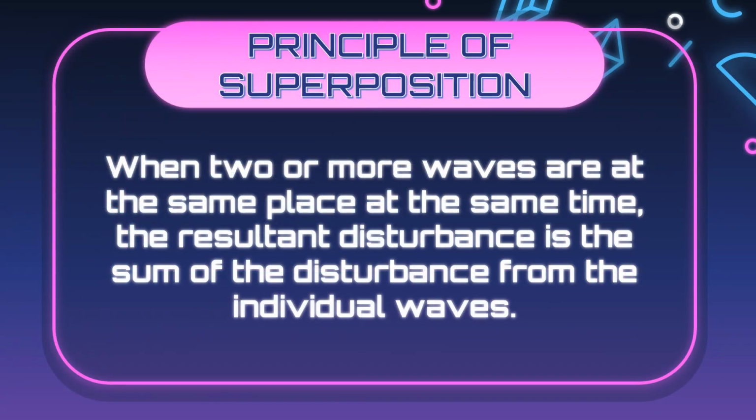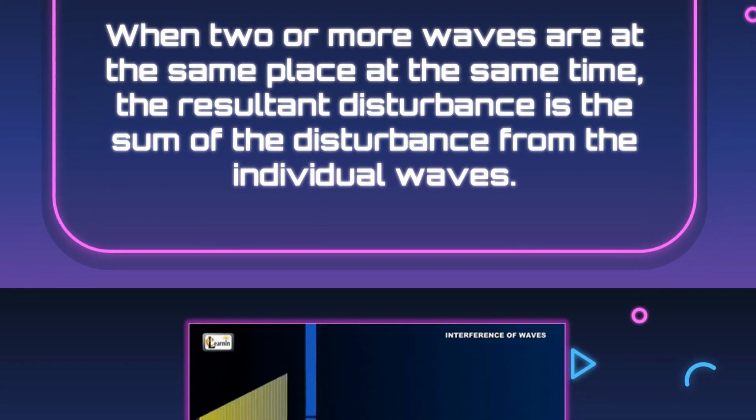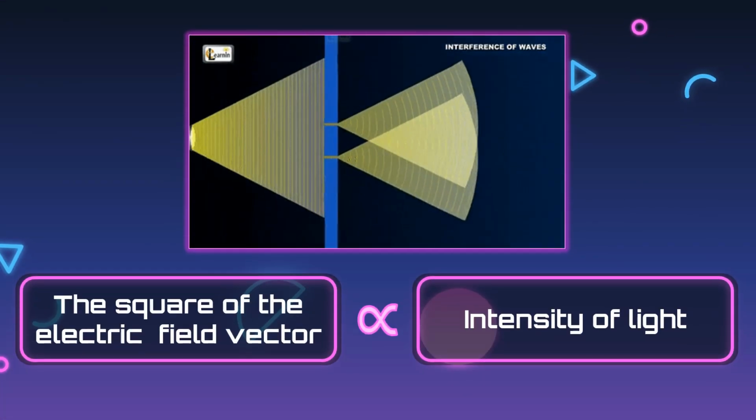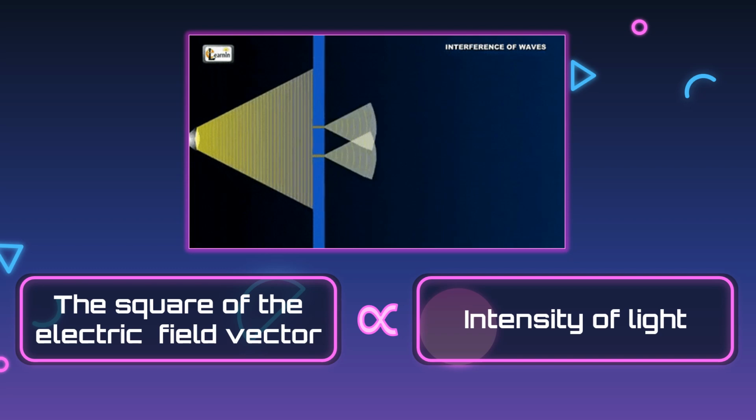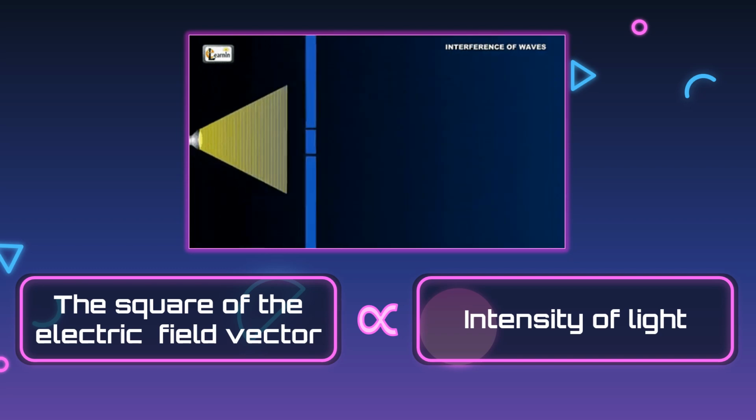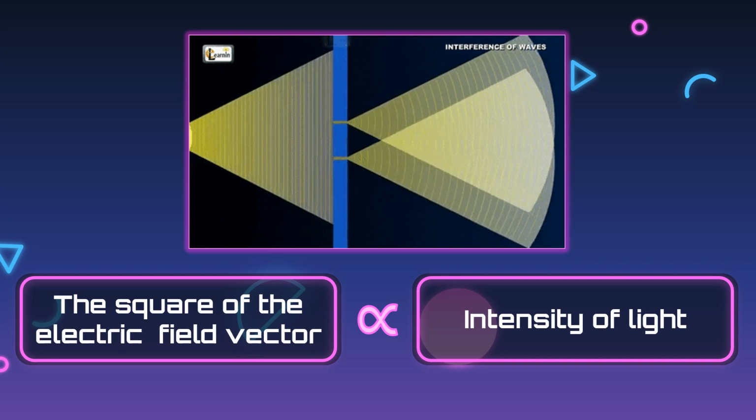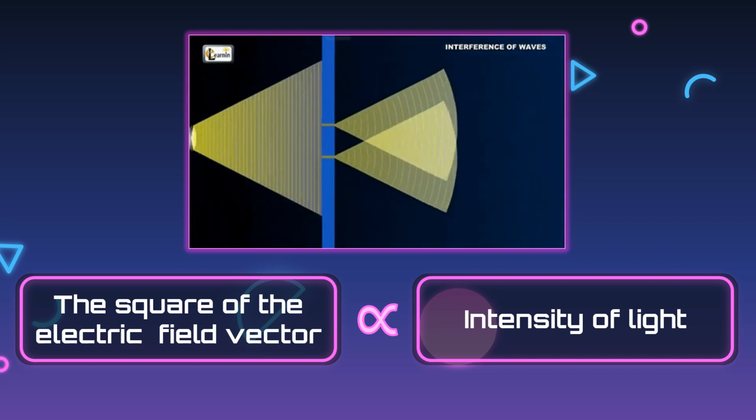The principle of superposition states that when two or more waves are at the same place at the same time, the resultant disturbance is the sum of the disturbance from the individual waves. Like sound waves, light is a wave and also obeys the principle of superposition. When two light waves pass a point at the same time, their electric fields combine according to the principle of superposition in order to yield a combined electric field.